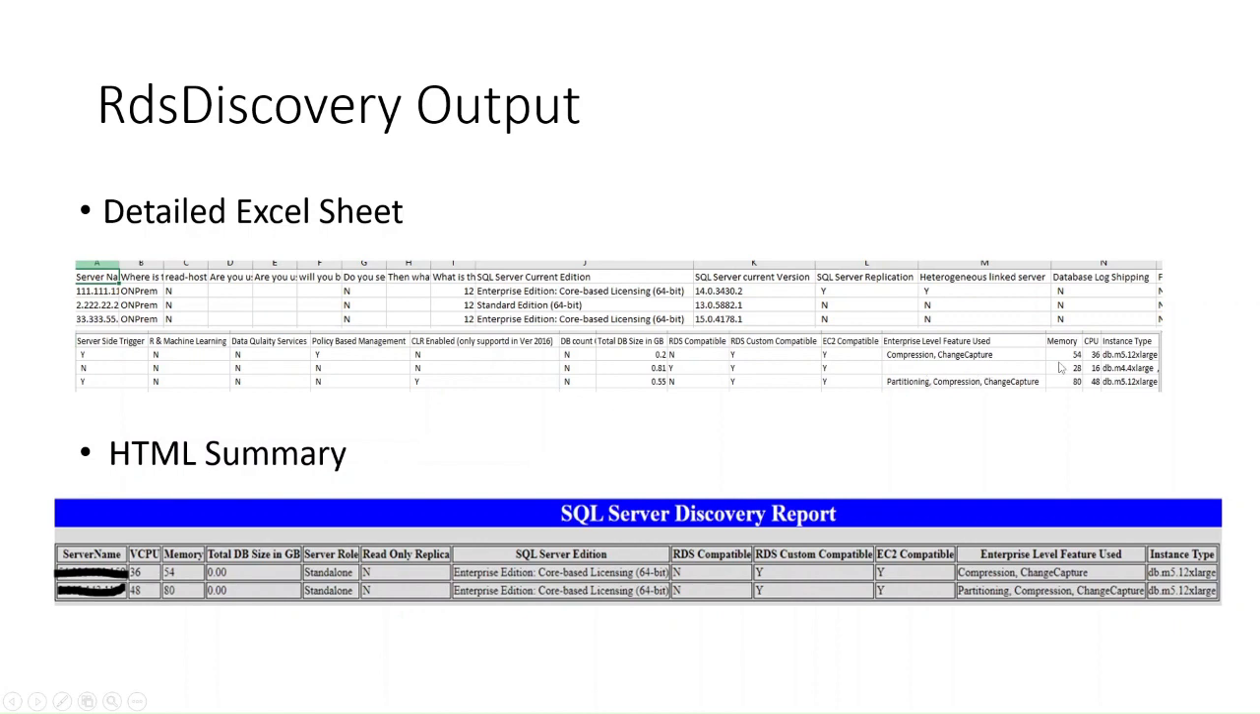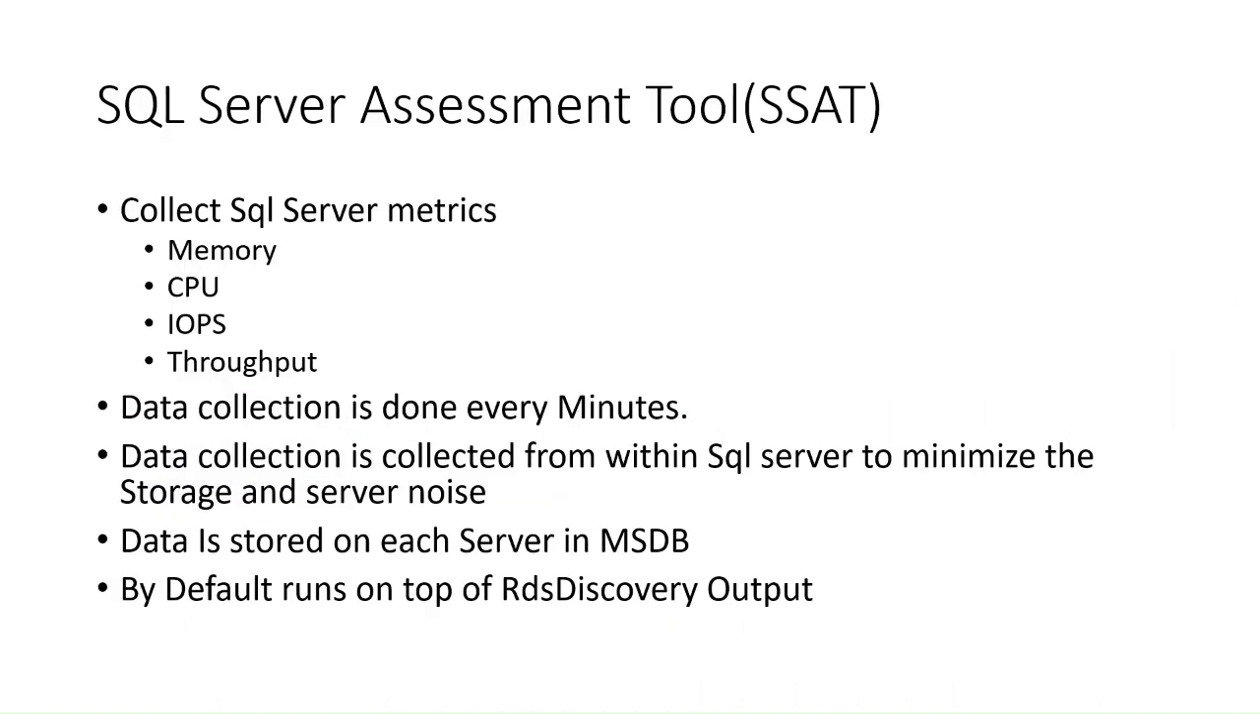You'll get the memory and CPUs, and the tool has the ability to give you an RDS instance based on those memories and CPUs. This is, as I said, a quick scan. It takes a few minutes based on how many servers you have, but it gets you the information quickly, so you can start working on the opportunities a lot quicker.